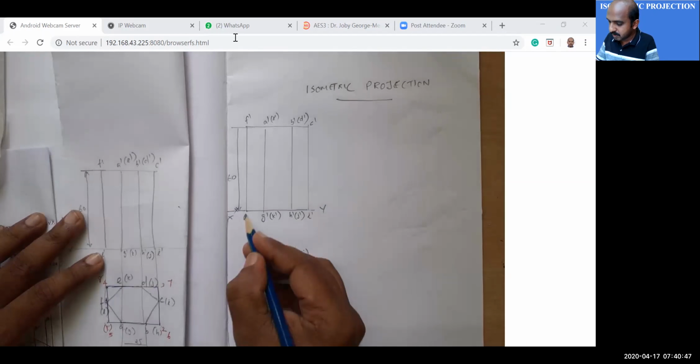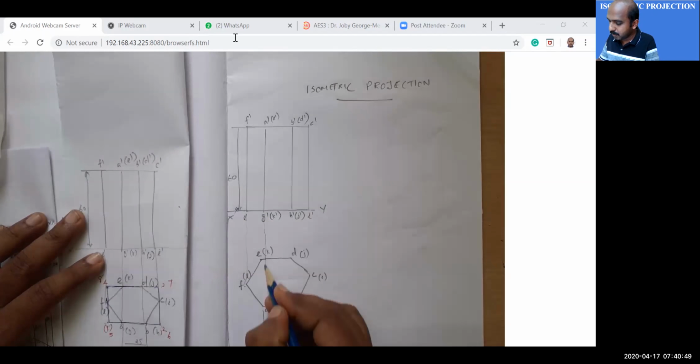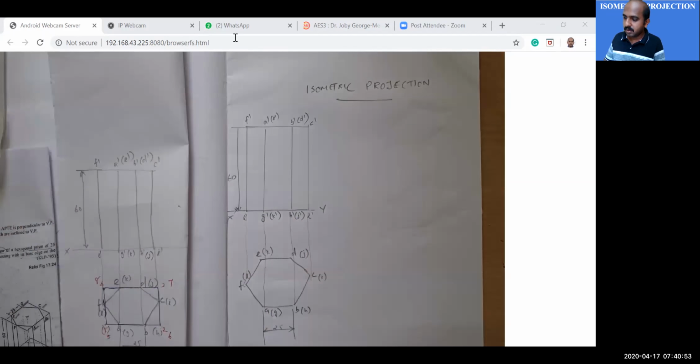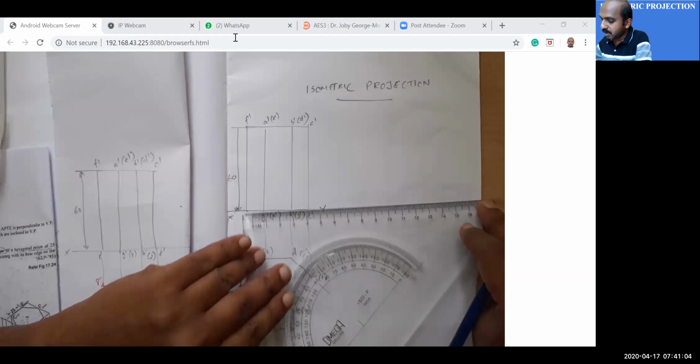Clear? So this is our corresponding top view and front view of the solid. First you draw the top view and front view. Then we are going to draw the isometric projection. Please do this isometric projection. So what do you do?